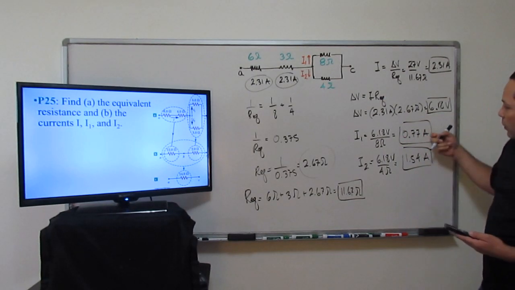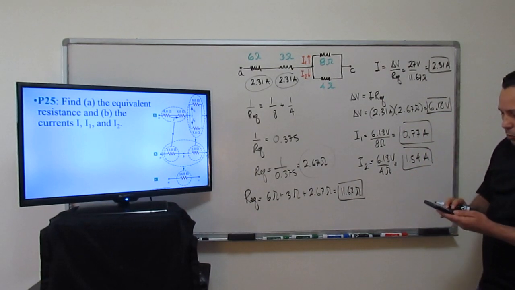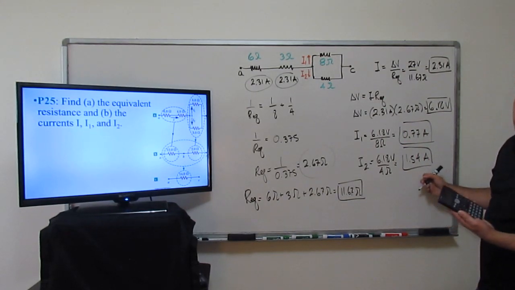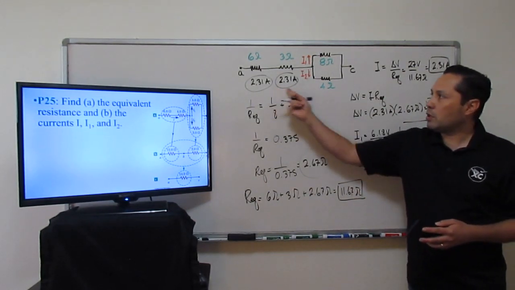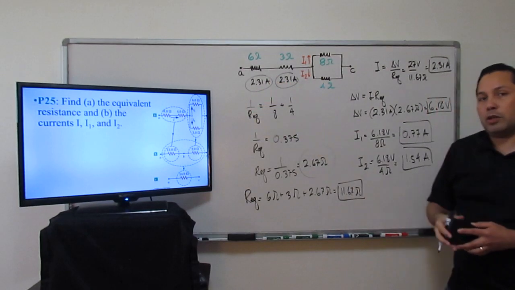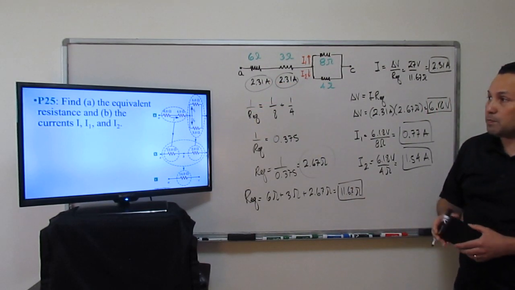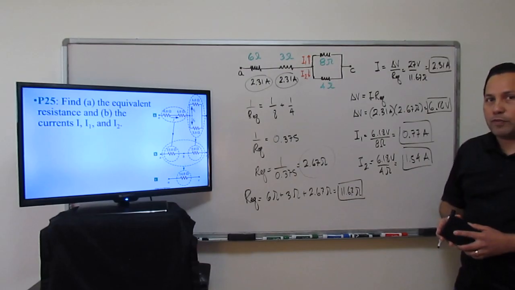Now, if you take a moment to add them together, 1.54 plus 0.77 is going to give us 2.31, which matches the current of the circuit while it was in series. Alright, that takes care of problem number 25.